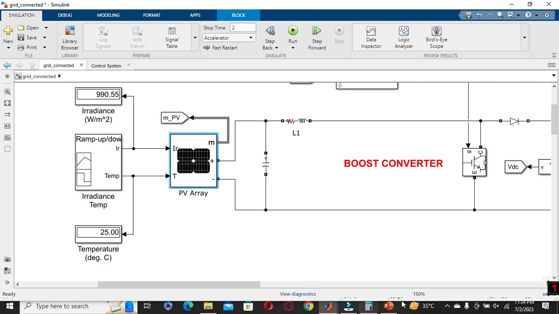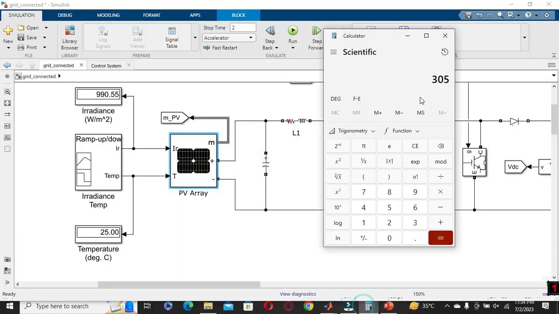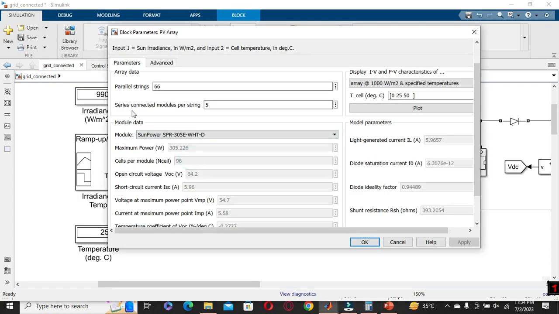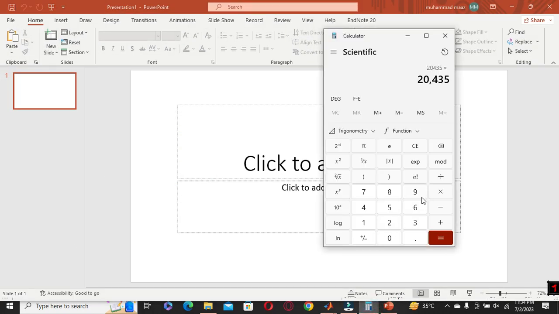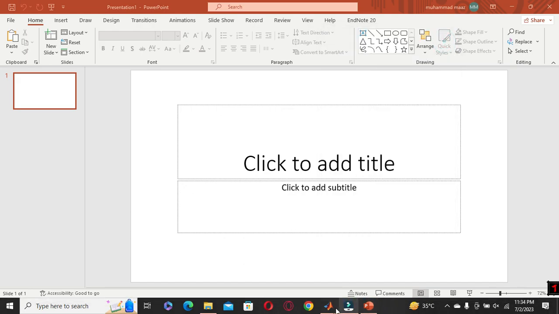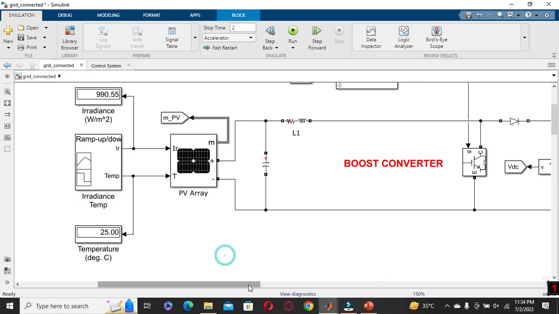Yeah, each panel is 305 watt, and we have 67 strings. So we will multiply by 67 strings, and we have 5 series strings. You can see we have 5 series strings. If we multiply by 5 here, it will be about 102 kilowatt. So the whole system is designed with 100 kilowatt.